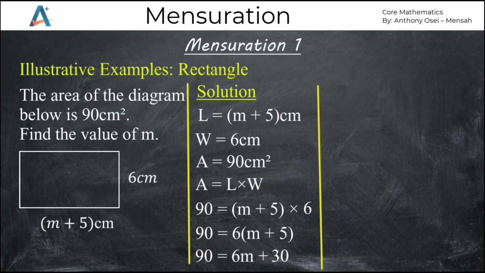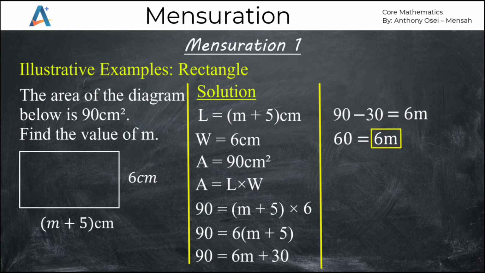So 90 will stay at the left hand side. Positive 30 will cross the equal sign to become negative 30, and then come to the left hand side. The right hand side will remain with 6m because 6m is a variable and it has also been grouped at the right hand side of the equal sign. Now 90 minus 30 will give us 60. It's equal to 6m. In this equation, you are solving for the variable, that is, to get the value of m. So 6m is multiplying. Since the 6 and m are multiplying, we divide both sides by the coefficient 6.